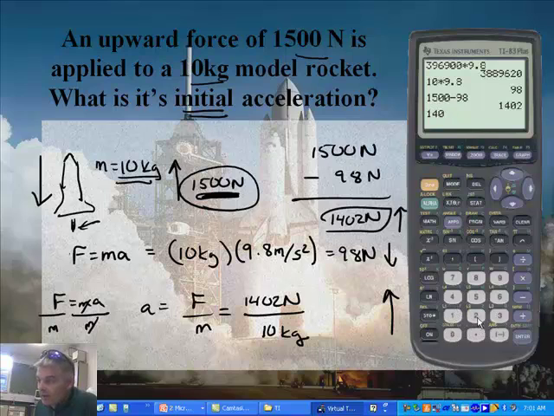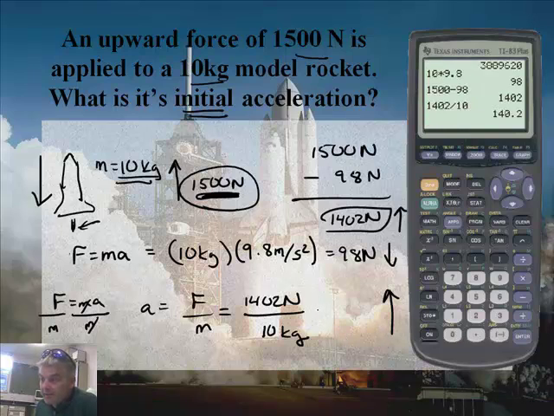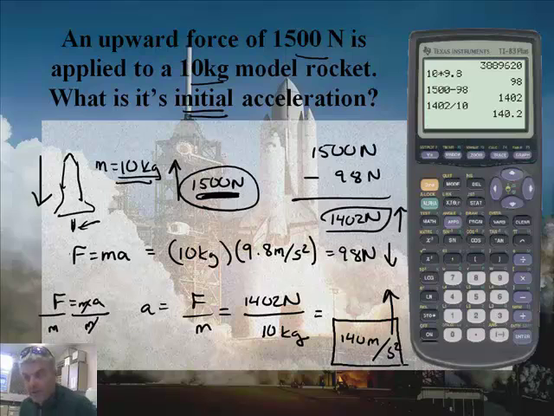1,402 divided by 10. This is going to be quite a rocket. This is going to accelerate at 140 meters per second squared. It means every second it's going to go 140 more meters per second. It's very, very high acceleration. I was probably thinking I was going to make this 100 kilograms, and then it would be like 14, which would be a more reasonable number. But hey, that's how the problem worked out. That's how you solve the problem.